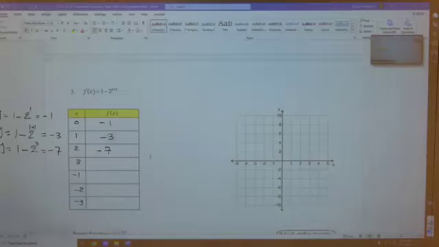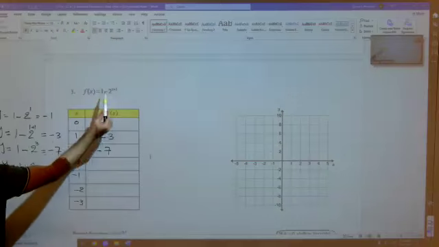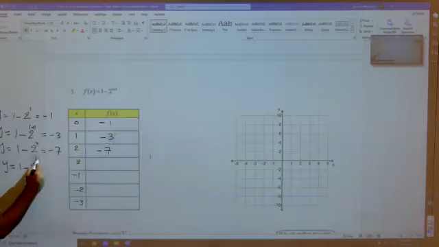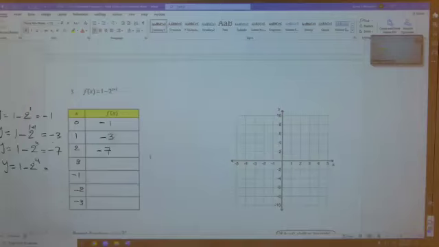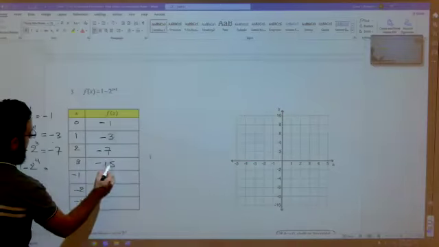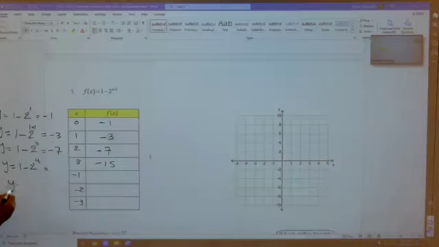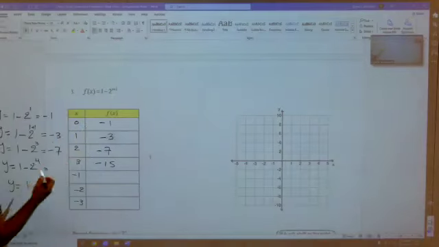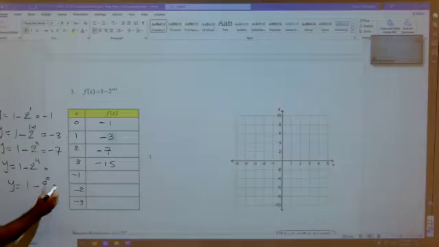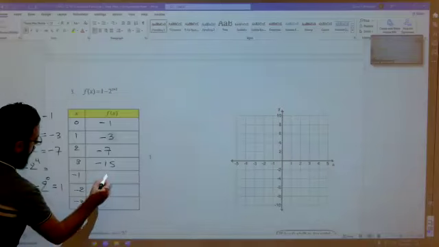Is that okay? Plug in the 3. So y is going to be 1 minus 2 to the 3 plus 1, 4. 2 to the power of 4 is 16. So 1 minus 16 is -15. Now plug in -1. So y equals 1 minus 2 to the -1 plus 1, 0. So it's going to be only 1.